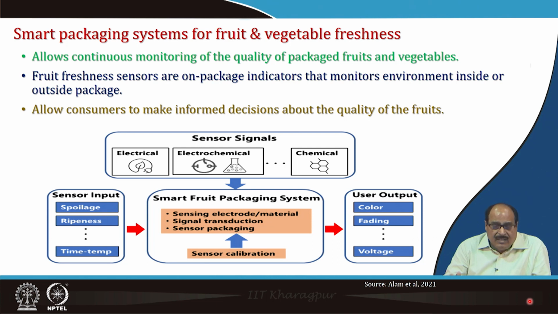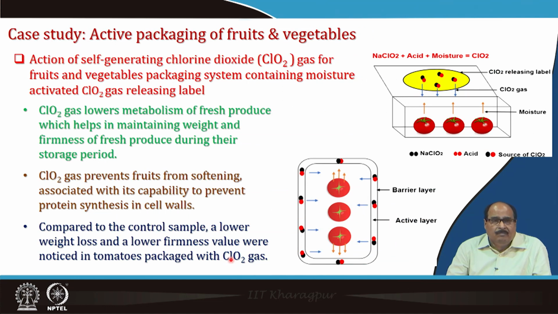So, the sensor signals work like in food packaging systems, but one needs to calibrate the signal, and then the sensor inputs are finally released, as I told you earlier, as output in color fading, voltage, or various other forms, and from that one can infer the quality of the food inside.